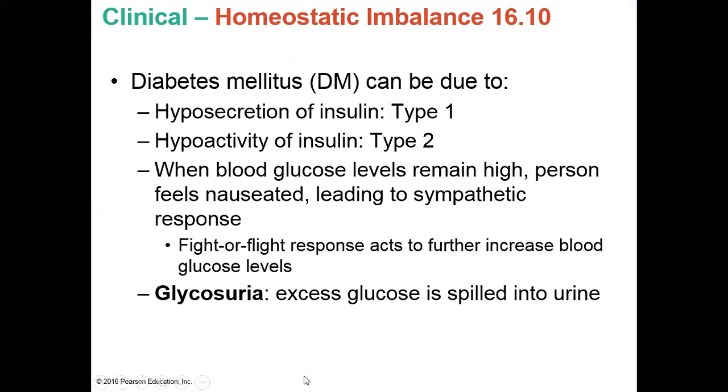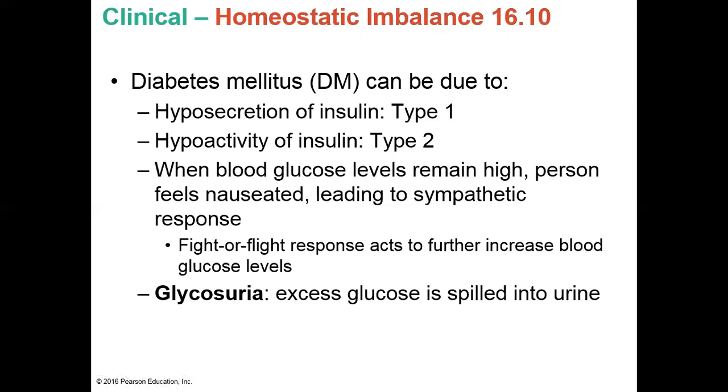All right. And then some homeostatic imbalances. Hyposecretion of insulin happens in type 1 diabetes. Hypoactivity of insulin is what we see in type 2 diabetes. We also, of course, see an increase in glucose levels during fight or flight. We know that. If your blood glucose levels are too high, it spills over into your urine.